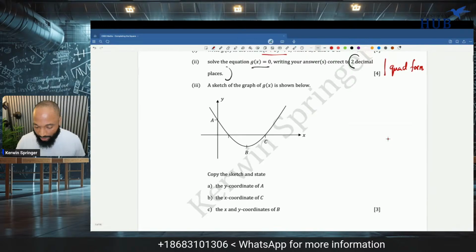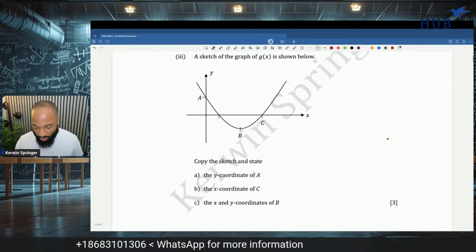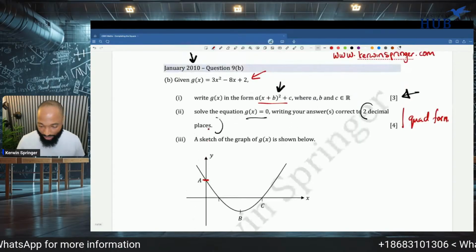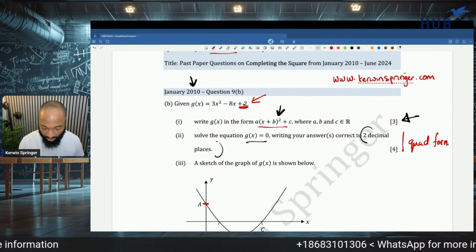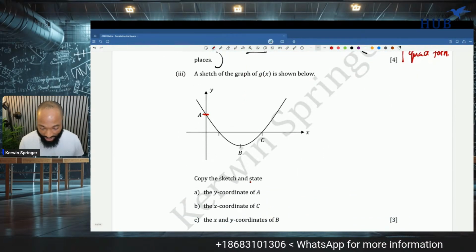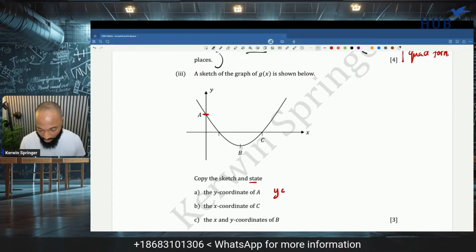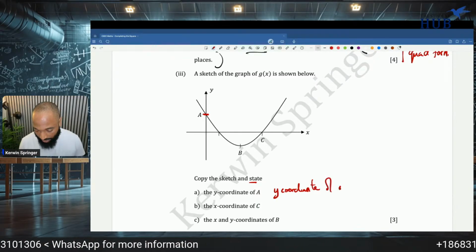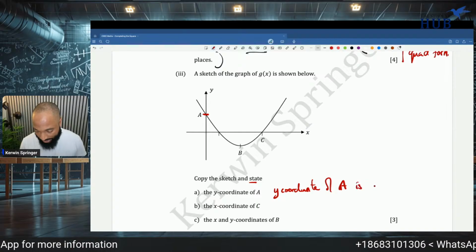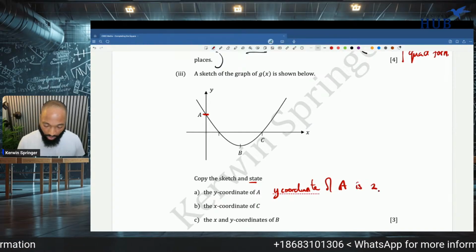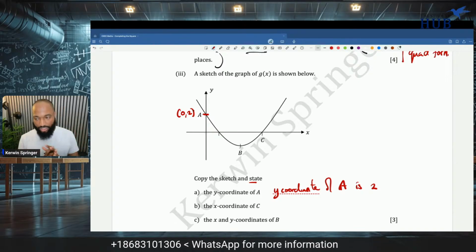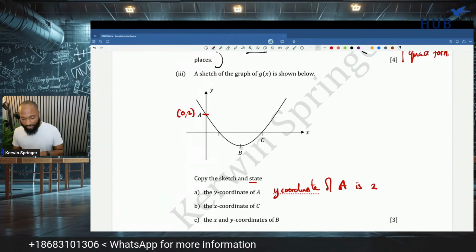Now they want us to copy and complete the sketch and state the y coordinate of A. So the y coordinate of A, that is the y-intercept that is found right here. They said state, right? State, so you just state. So the y coordinate of A is 2. Now the whole value of this is (0, 2). The whole coordinate is (0, 2), but the y coordinate itself is just 2.